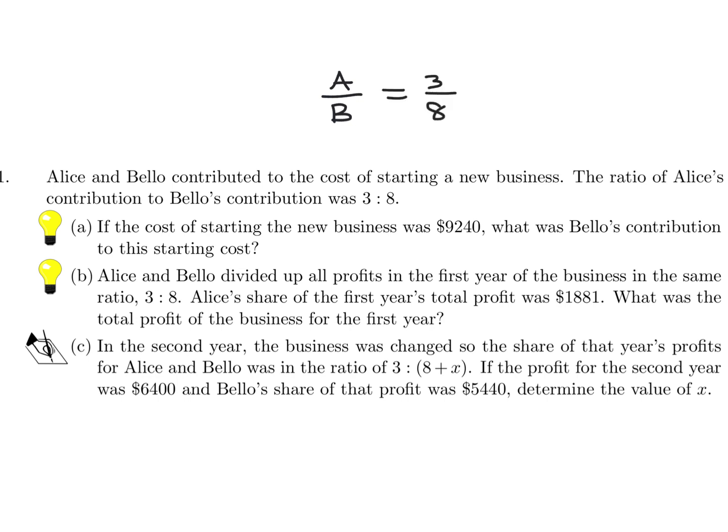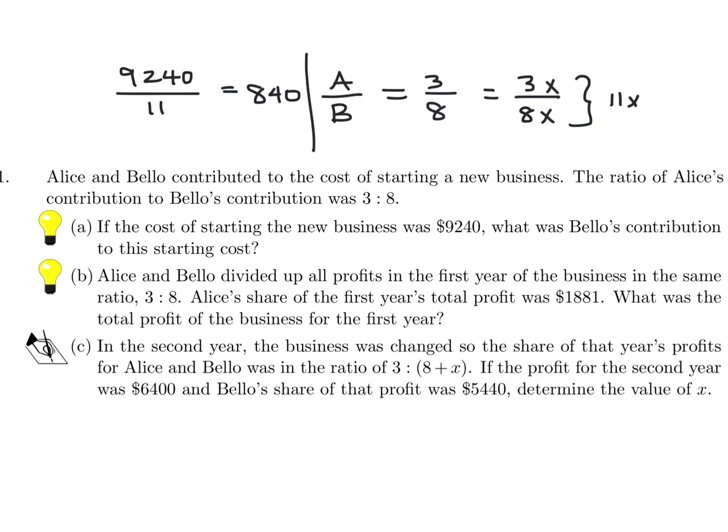So that basically means 3 parts for Alice and 8 parts for Bello. So in total, there's 11 parts, right? So what you do is just take the 9,240 and divide by those 11 parts. And that actually comes out to 840. And then you distribute them among Alice and Bello.